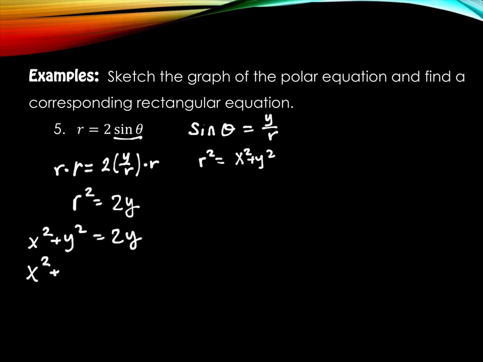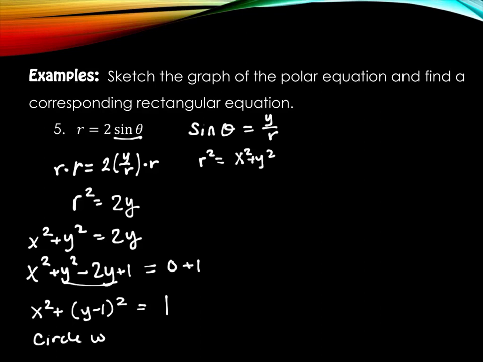So if I move the y to the other side, it'll be subtraction, and I leave a space, I can complete the square. I complete the square by adding a 1, right? And then I will factor this, so I have x squared plus y minus 1 squared equals 1. So what is this an equation of? Well, it's kind of like an ellipse, or more specifically, it's a circle, right? So this is actually a circle with radius 1, right? The radius is 1, and the center is at 0, 1.